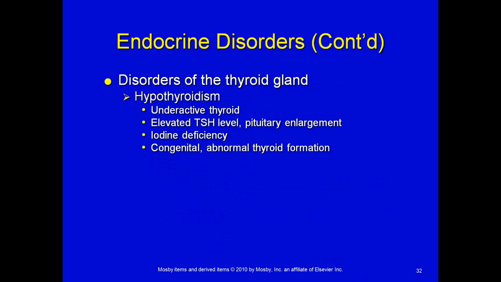Hypothyroidism occurs when the thyroid gland is underactive. What you'll see is a real elevated TSH level. You'll get pituitary enlargement, or you get a big goiter in the neck as a result of the hypothyroidism.